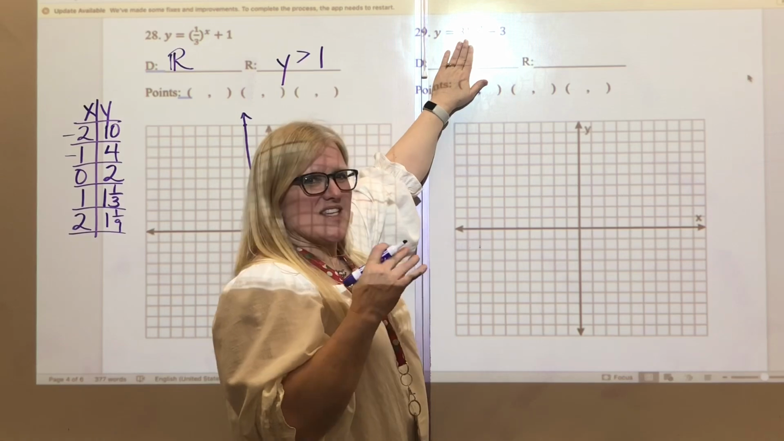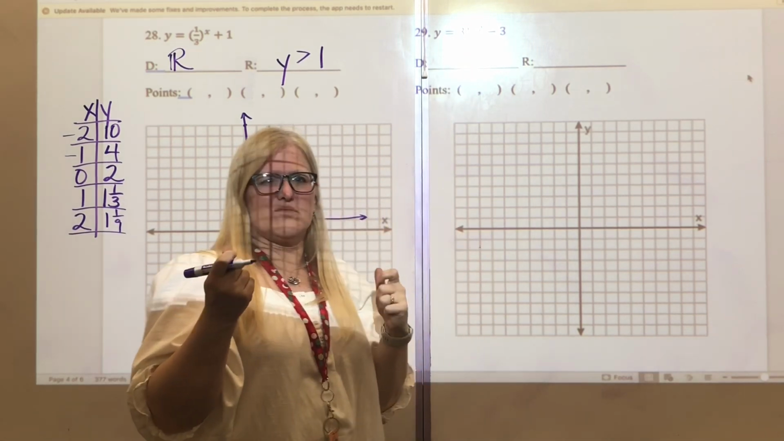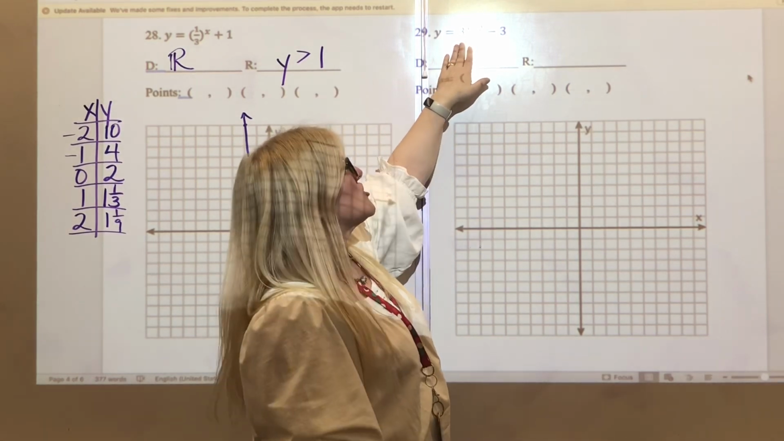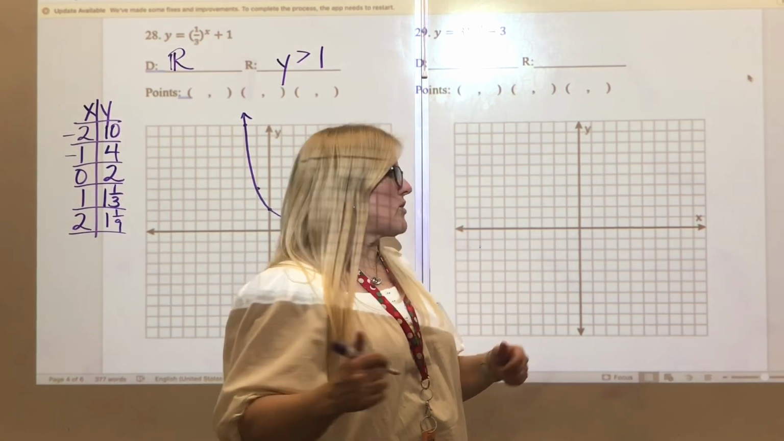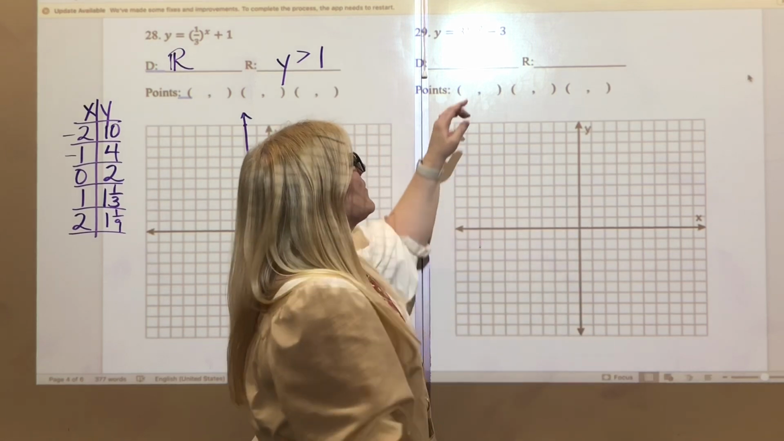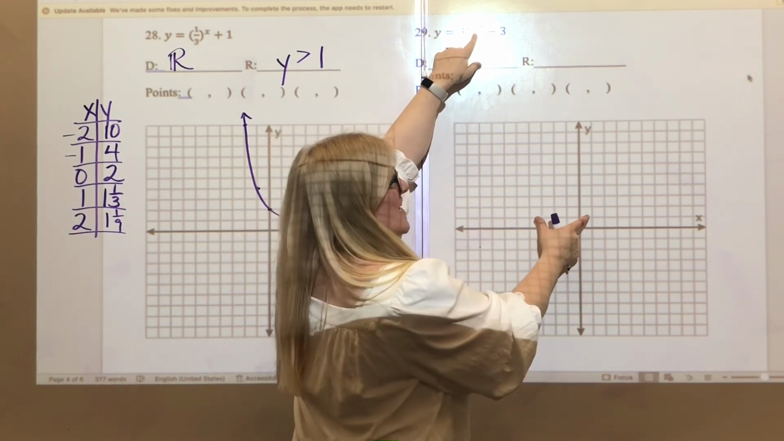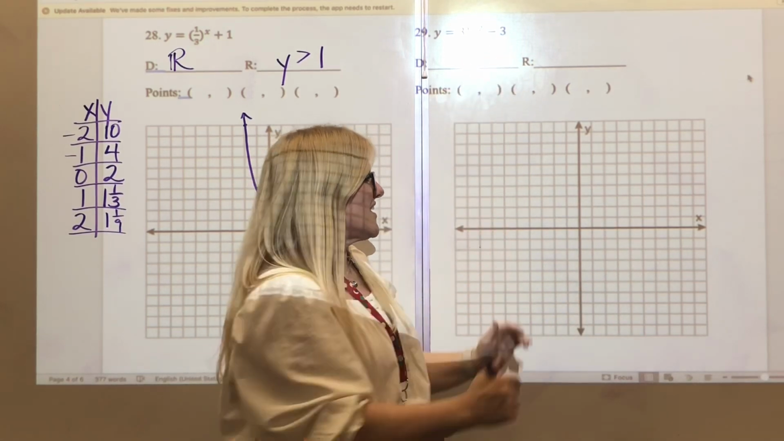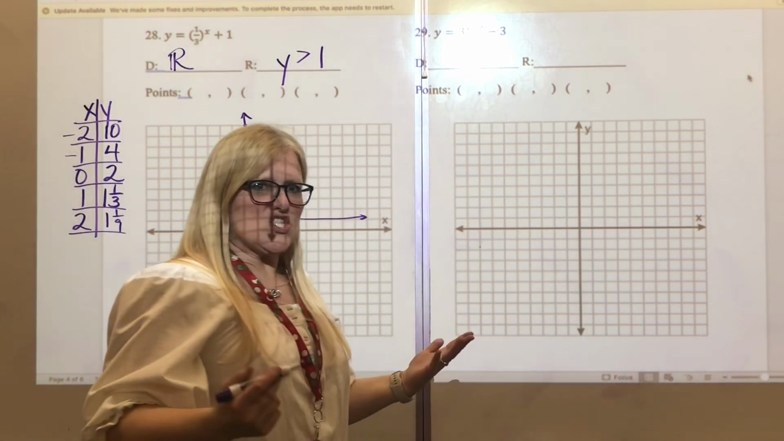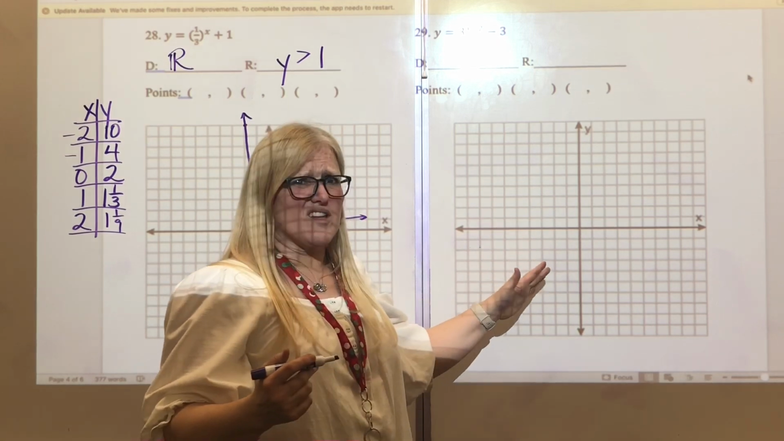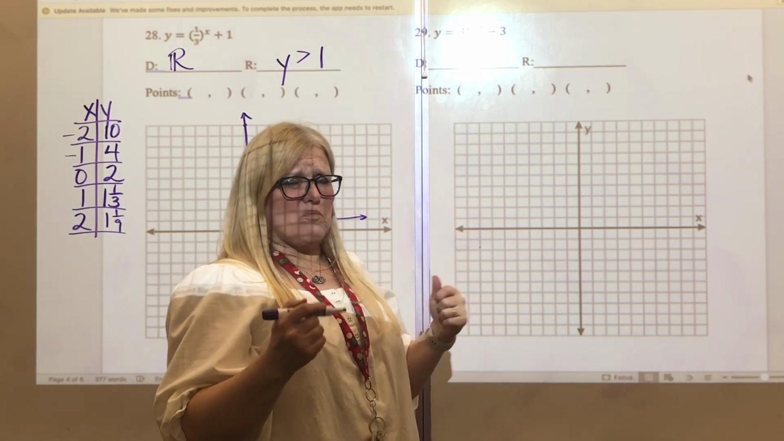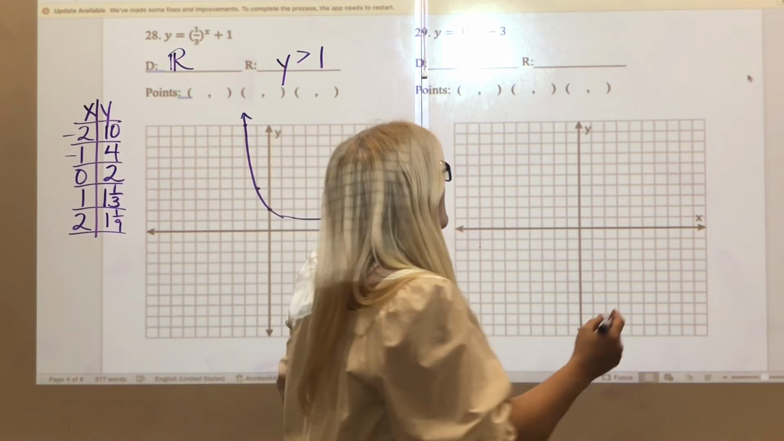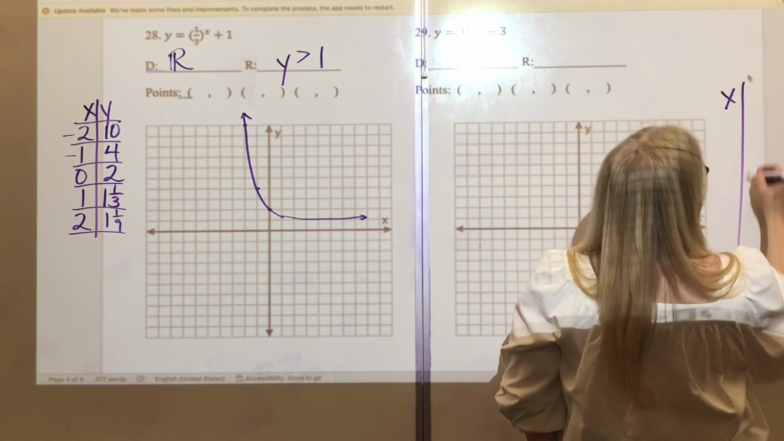If we just look at this and want to get a general idea of what that looks like, the parent function here is just 3 to the x. So it's growth. I know it's going to look like this. But that negative 2 moves it to the right 2, and this minus 3 moves it down 3. So I kind of have a general idea of what it looks like. So if things start going a little awry with plotting your points, check your math, because you might have made a mistake.